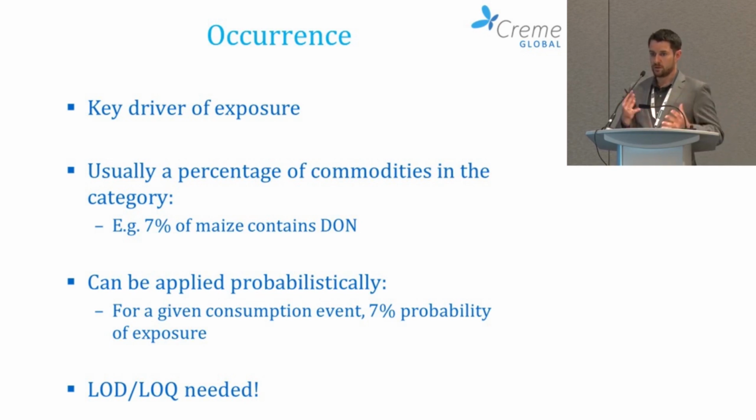If you've got a 7% occurrence of DON in maize, then when somebody eats maize in your dietary survey, you can model that using a 7% probability of exposure. And as you build up your exposure in your population, it tells you a lot more about your average and your distribution and who the high consumers are and what's driving that. And of course, things from your analytical determinations like the limit of detection and limit of quantification need to be borne in mind as well.